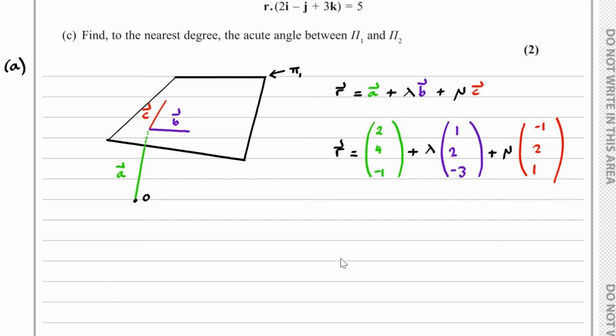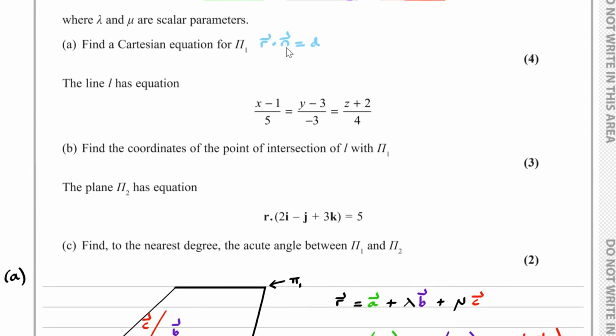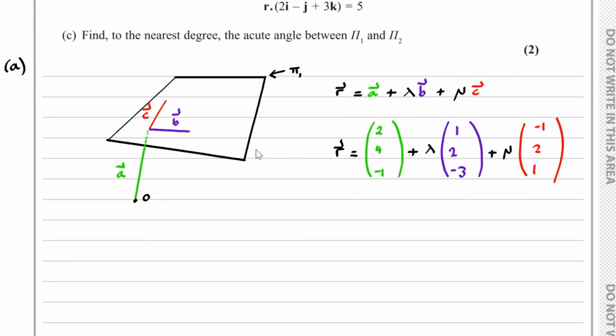So what we can now do is find the normal vector from this and then find out the value of d. So our goal first of all is to find the normal vector. So the normal vector is shown over here.